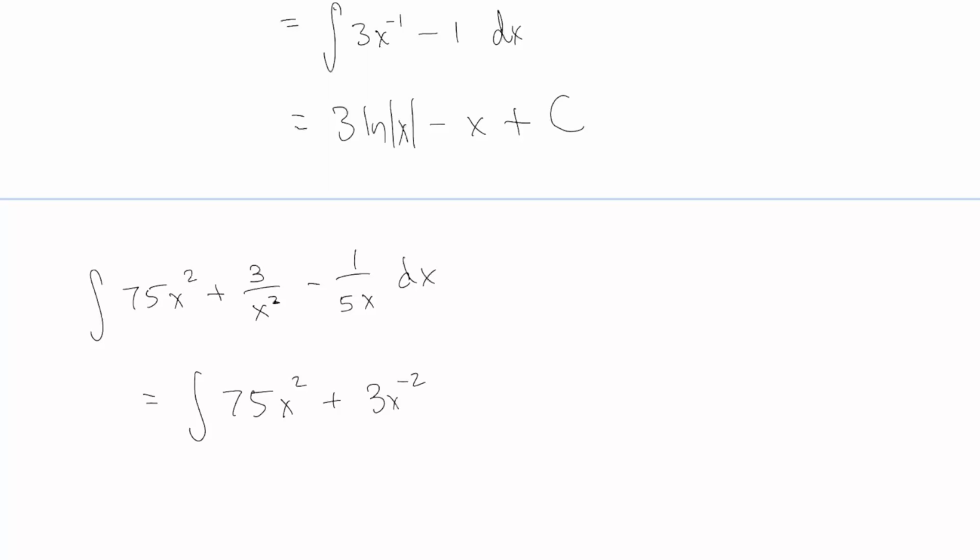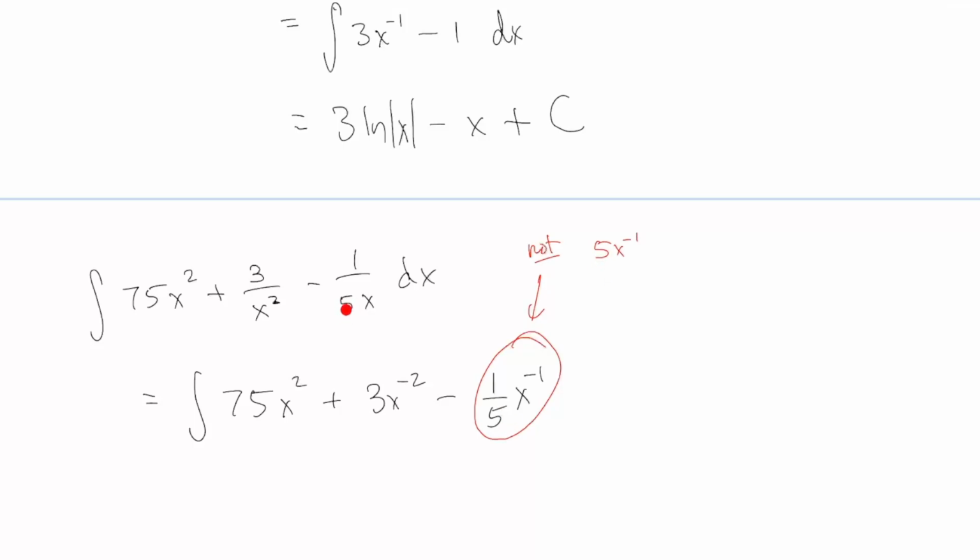Great. And then 1 over 5x. Again, rewrite this using a negative exponent. I have x in the denominator, so when I bring that upstairs, it becomes x to the minus 1. It should be 1/5 x to the minus 1. This actually is a little tricky. Make sure that this is not 5x to the negative 1. Those, of course, are different, right? 1/5 is not the same as 5. Why did I use 1/5 rather than 5?